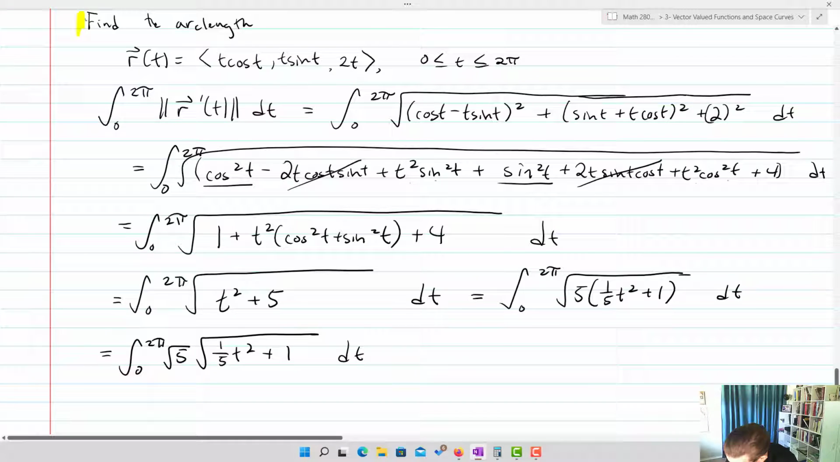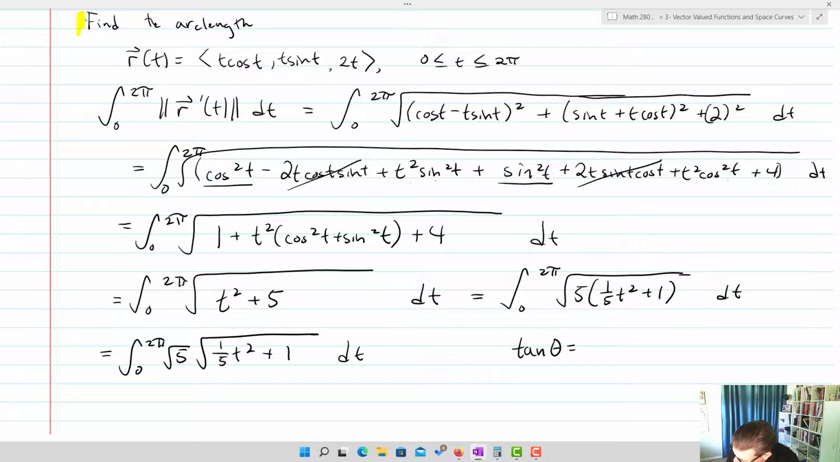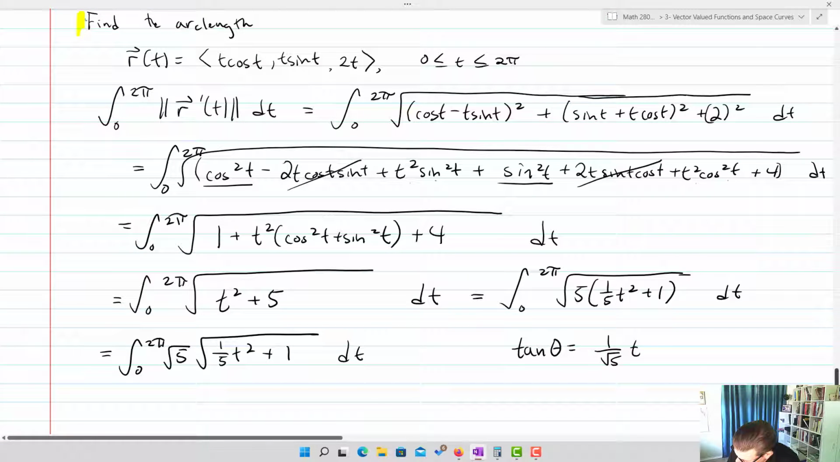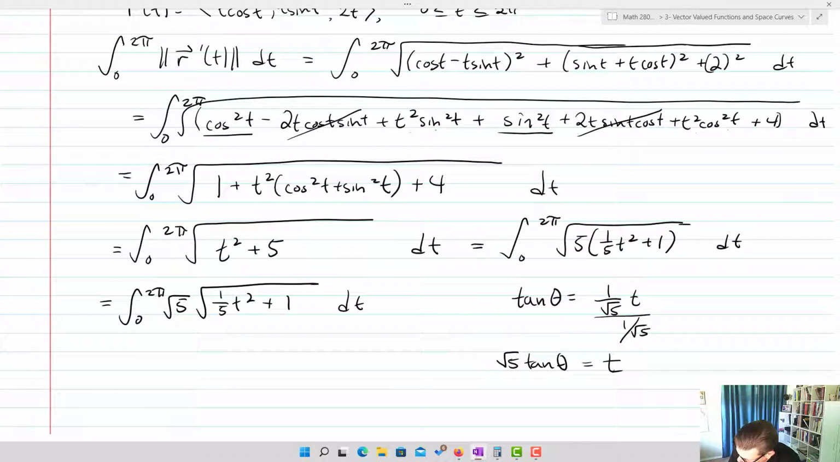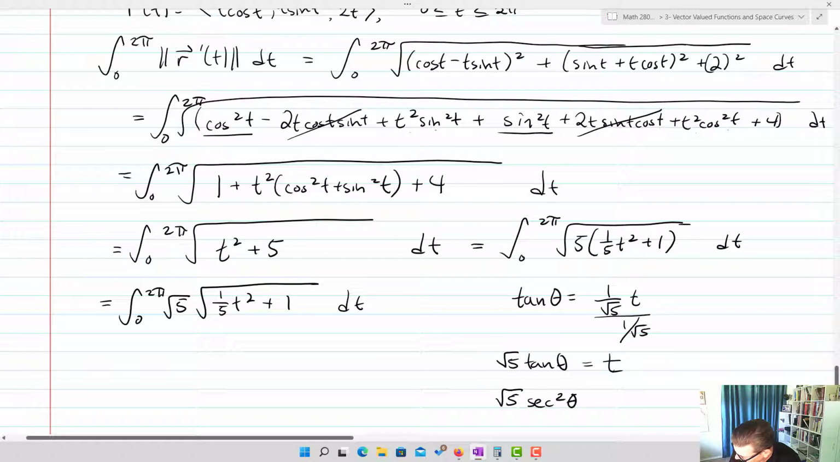That means that we'll let tan theta equal 1 over the square root of 5 t. Okay? And so that means if we go in, we're going to just divide through by 1 over the square root of 5. So this is root 5 tan theta will then equal t. And so consequently, if we take dt, we're going to get the square root of 5 secant squared theta d theta will equal dt.